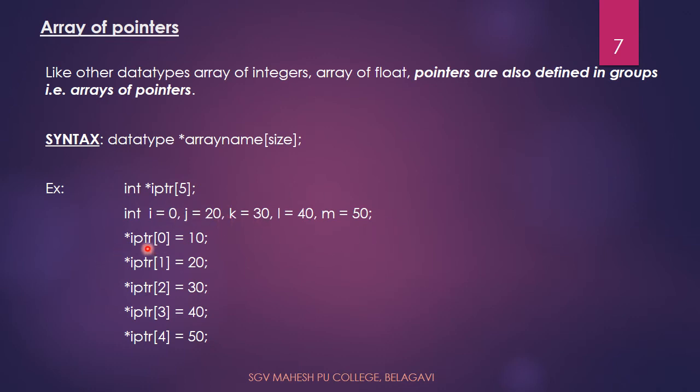Now, let's say star ptr 0, because this is an array. So 0 holds value 10, 1 holds 20, 2 holds 30, 3 holds 40 and 4 holds 50. So this is nothing but an example of an array of pointers which is holding the values. That's why I typed star with array subscripts starting with 0, 1, 2, 3 and so on.